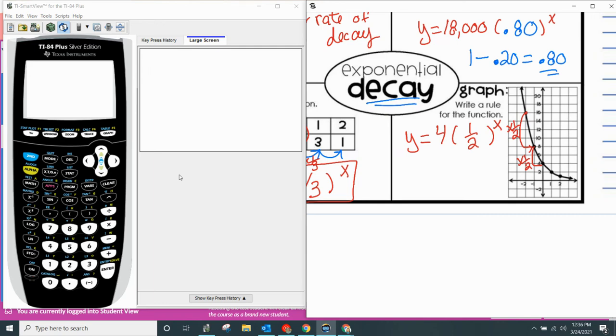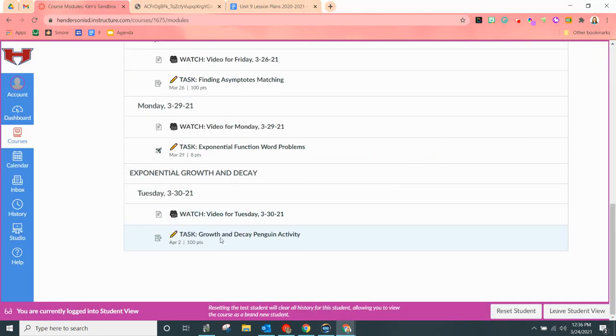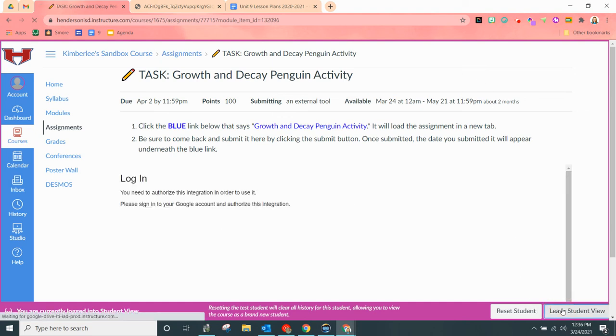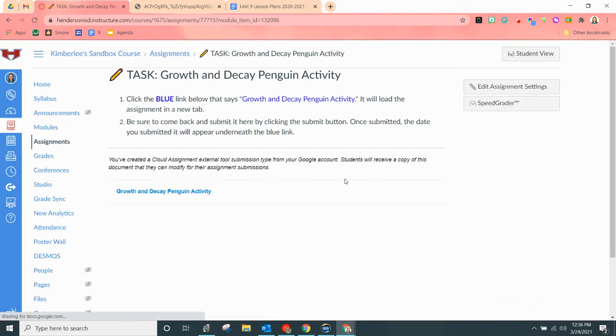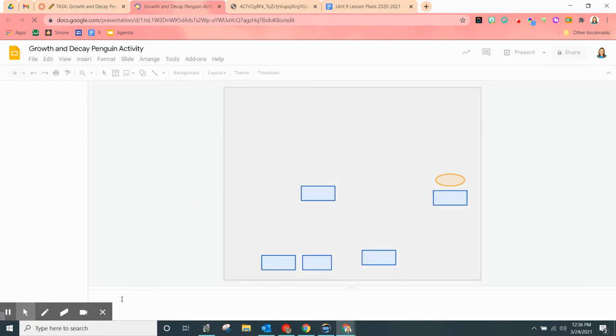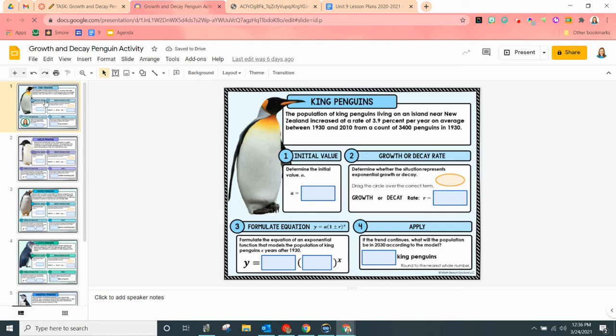Okay, so the next assignment I want you to do is practice this. Here we go, growth and decay, penguin activity. Let me bring this up. I'm going to have to leave student view because I want to work one of these with you. So remember, click this link so you can get it to open a full-size tab. So here are these little penguin problems. I'll just work the first slide with you. There's only like 6 slides.